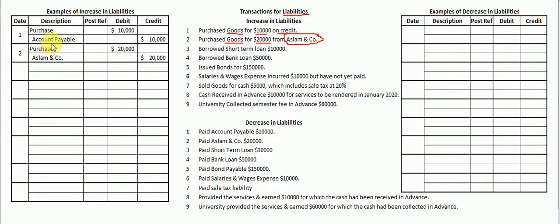But here is a question, dear students. Here we have credited accounts payable, but here we have credited Aslam & Co, and both of them are liabilities. So why are we not using one name? Yes, okay, look here. In the first transaction, the name is not given, that is on credit. But in the second transaction, yes, it is a liability, but to whom we are liable, the name is given. So that is why in this situation we have to directly mention the name.